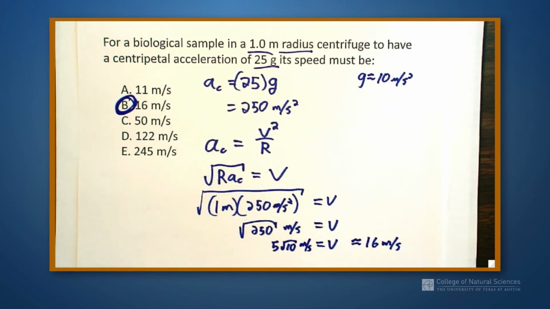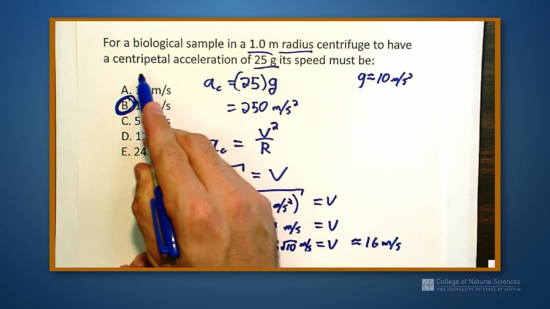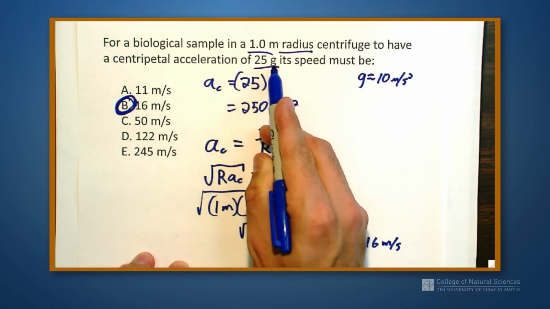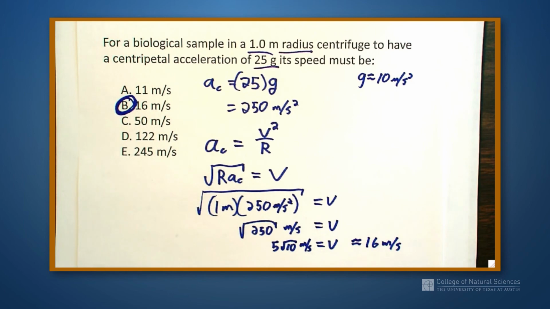So not that hard of a problem, just realizing that the centripetal acceleration they give us is 25 g's, g being a value of 10 meters per second squared.